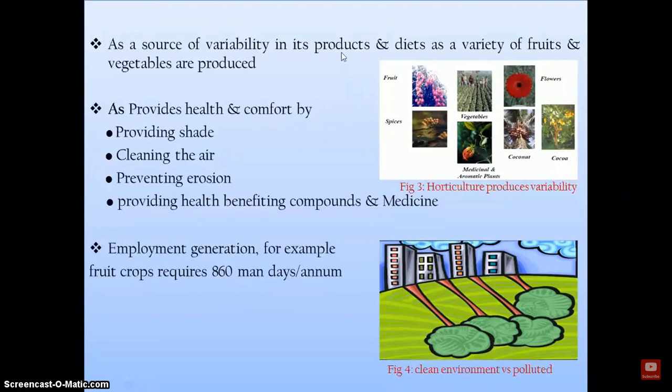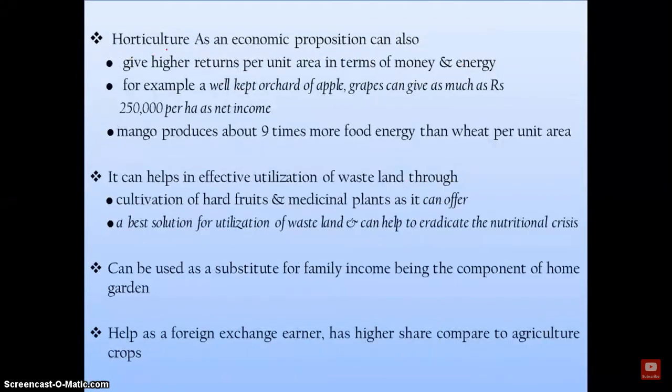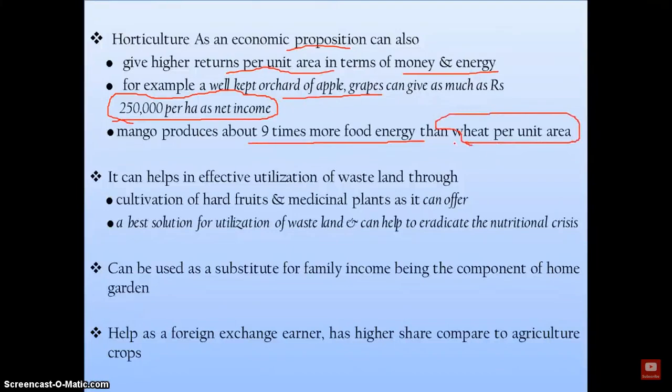Another important aspect of horticulture is as an economic proposition, it can give higher returns per unit area in terms of money and energy. For example, a well-kept orchard of apple and grapes can give as much as 2,50,000 per hectare as net income. And also, mango can produce about 9 times more food energy than wheat per unit area. So horticulture is very important in terms of both money and energy.